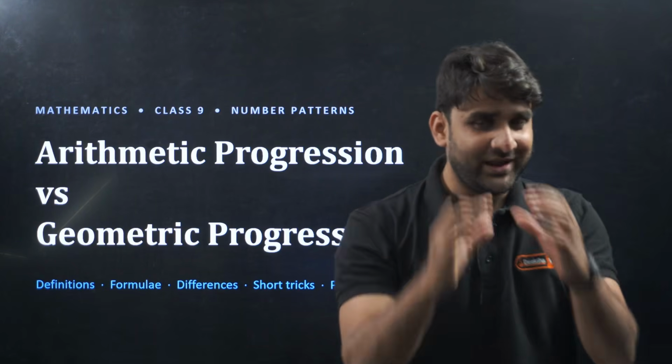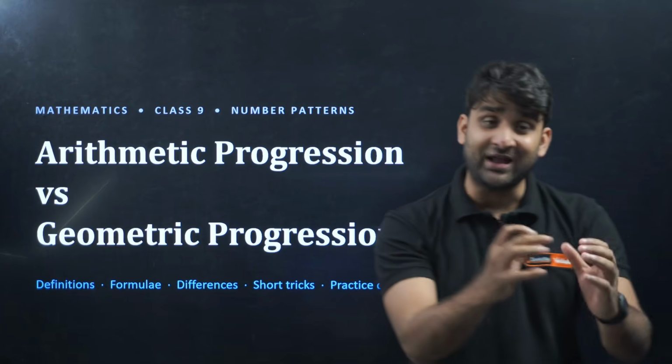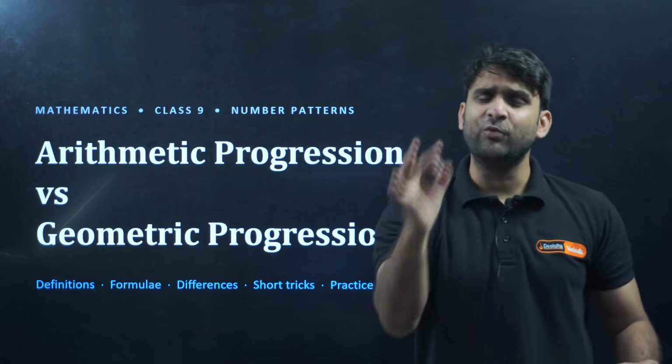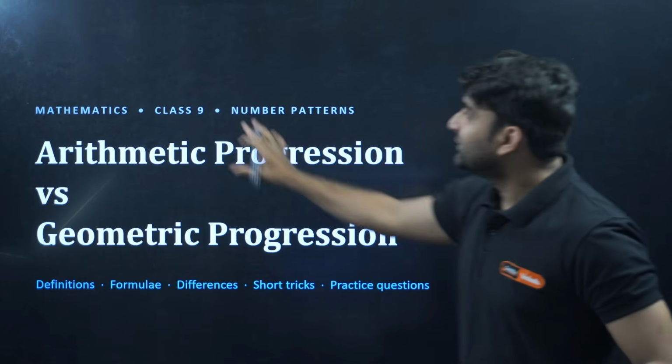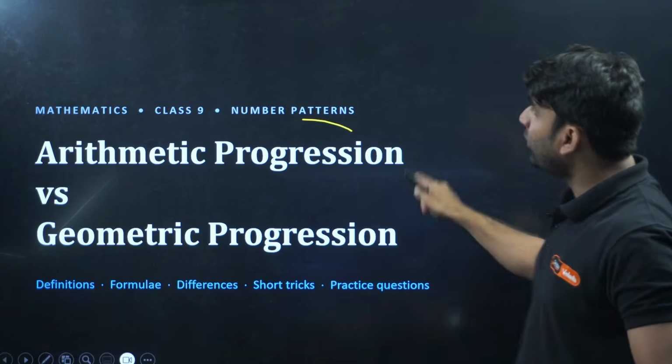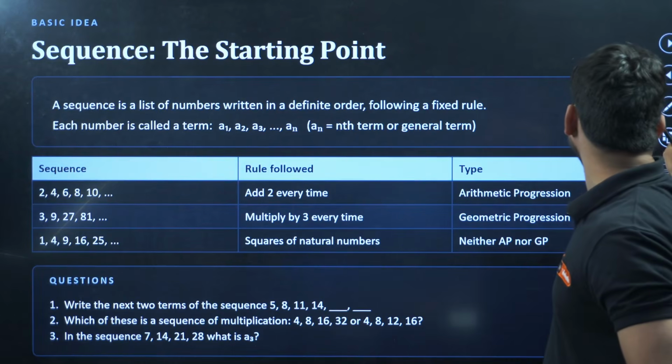Let's understand AP and GP, arithmetic progression and geometric progression. What is the difference between both progressions in a very simple method? So the first thing that comes up here is what is called a sequence. Do you know sequence, guys? What is a sequence? So let's understand the sequence first.